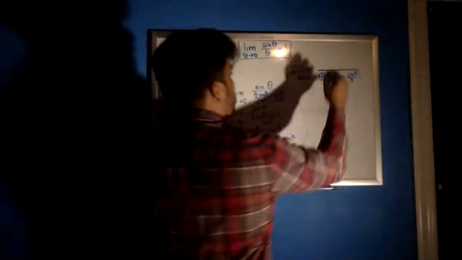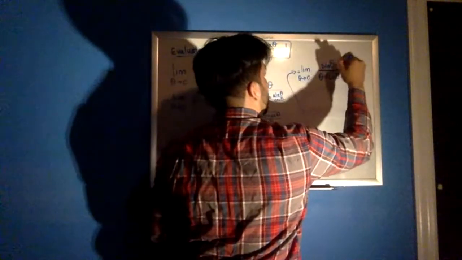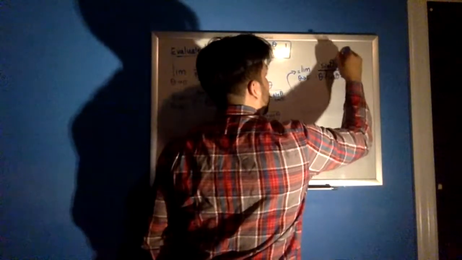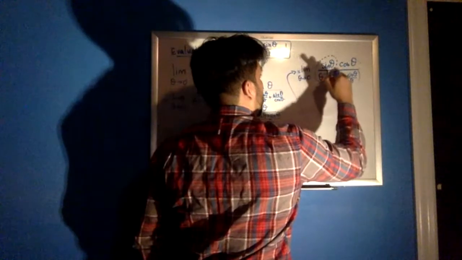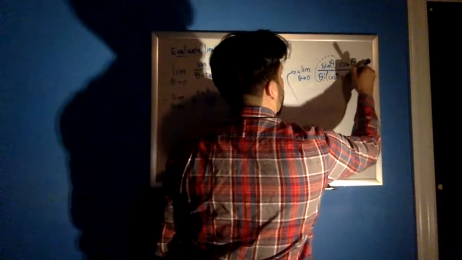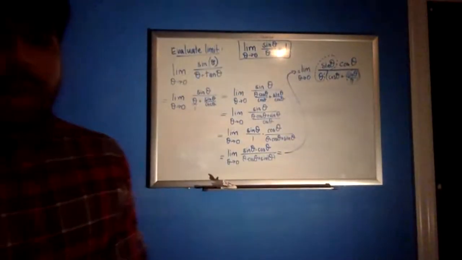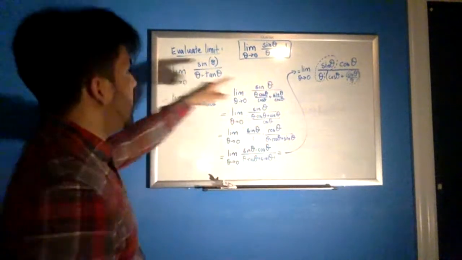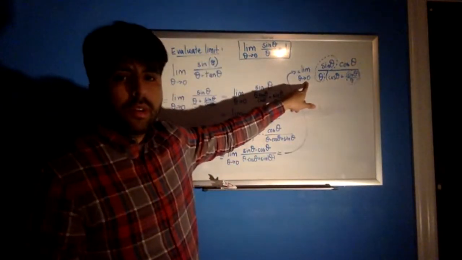Now you're like, oh wait, how does that help though? Because now look what I could do. Look, don't you see that you have sine of theta over theta here? And you also have it here. I see sine of theta over theta in two places. And the limit is approaching 0.